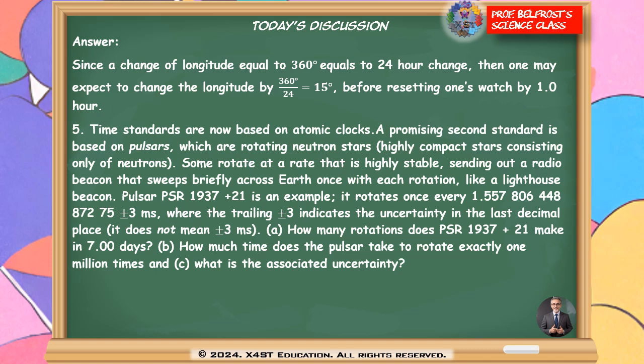Point A, how many rotations does this pulsar make in 7.0 days? B. How much time does the pulsar take to rotate exactly 1 million times? And C. What is the associated uncertainty? So here then.